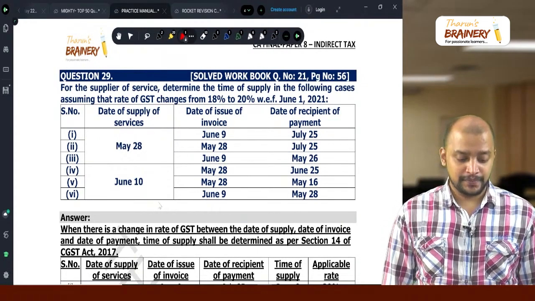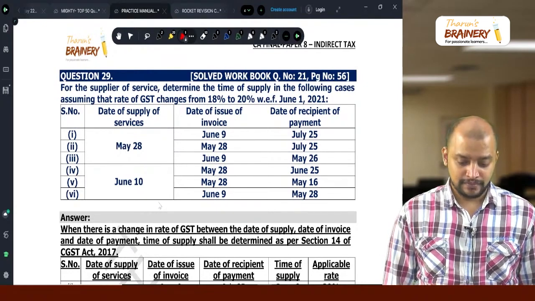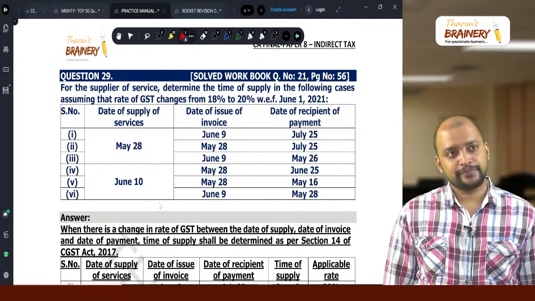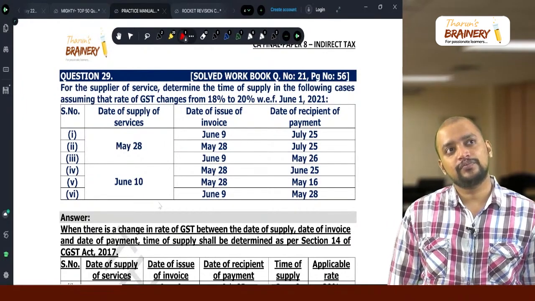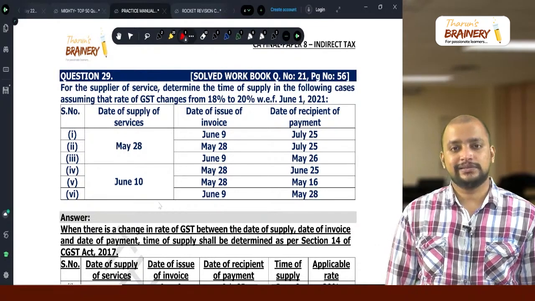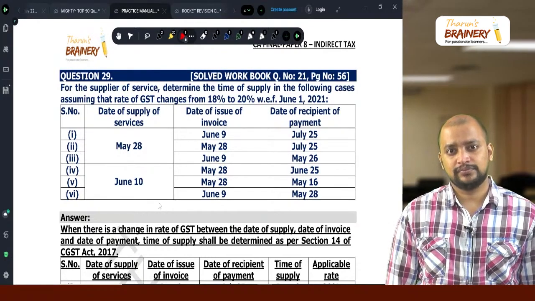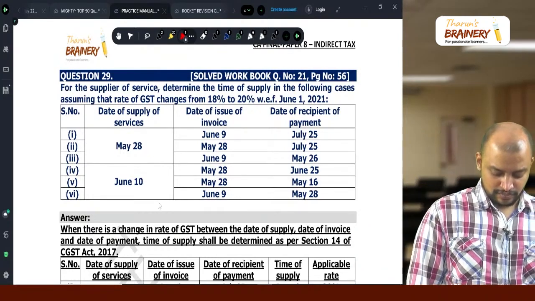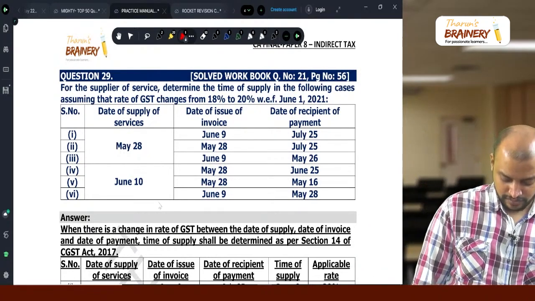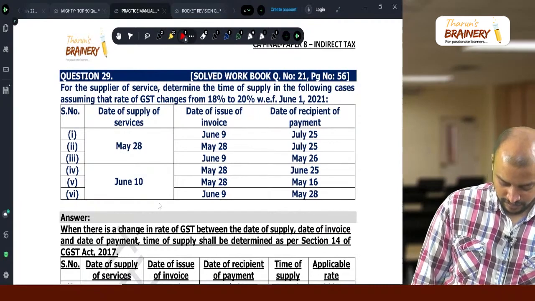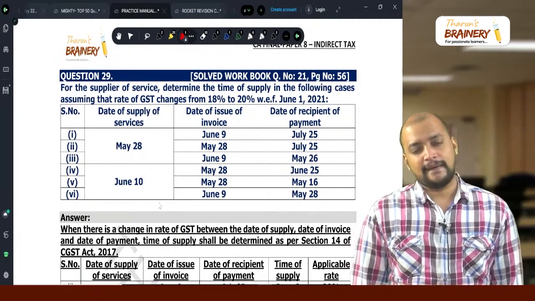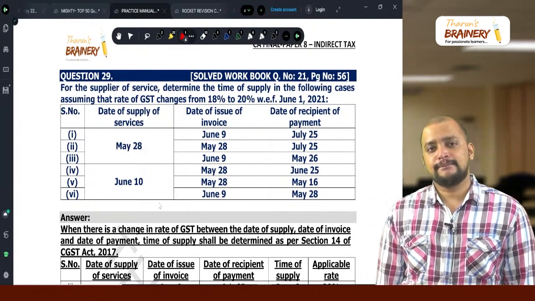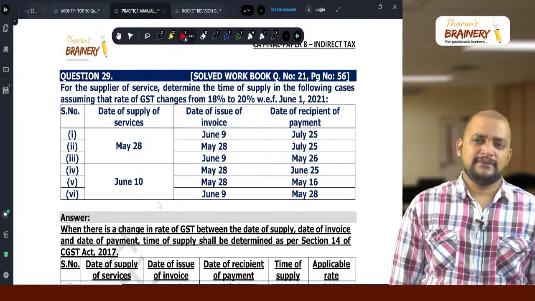Sir, in the case of goods, when advance payment is received, that's not taken as the time of supply, sir. Correct. But is the payment amount taken in the case of time of supply, and liability is not taken for advance? Is it like that? Is there any contrast?